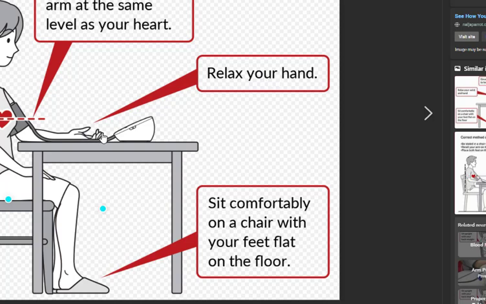Relax your hand. Just have it laying limp on the table. And you should be sitting upright, not slouched over. Your back should be fairly straight. So this is the proper way to sit. And if you can remember to take that tube and run it along your thumb, you're good to go.